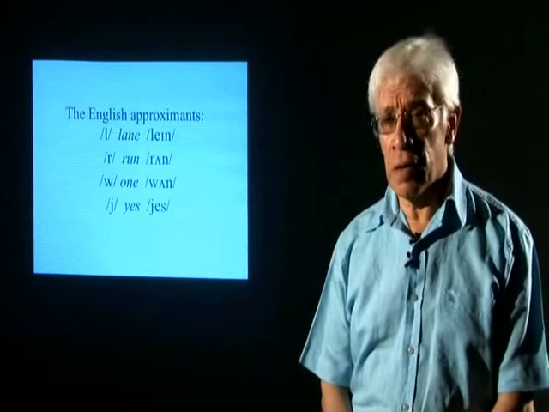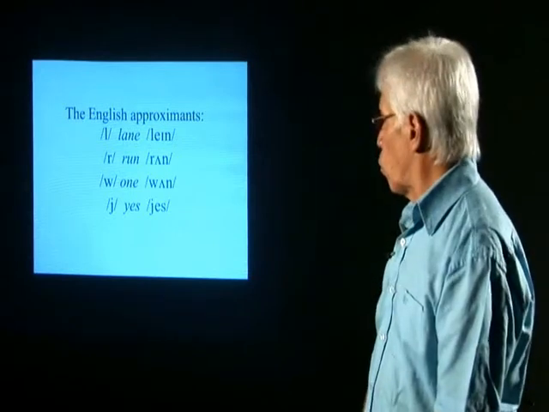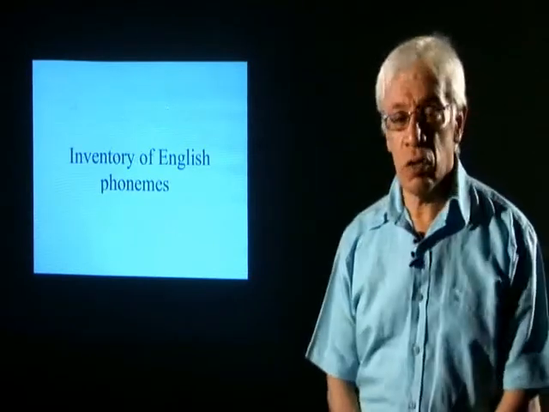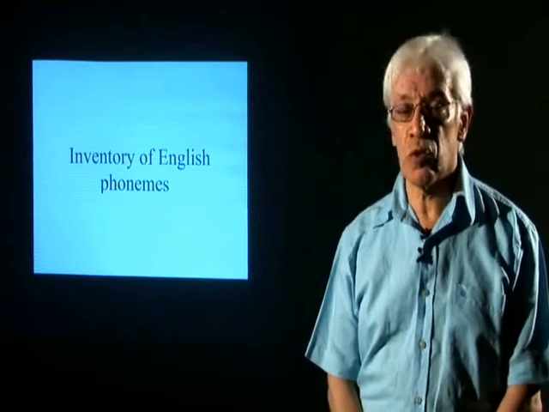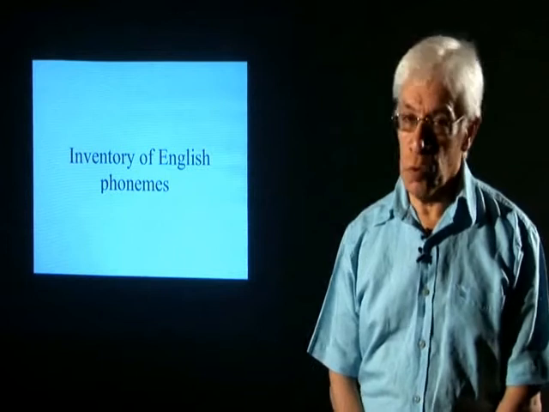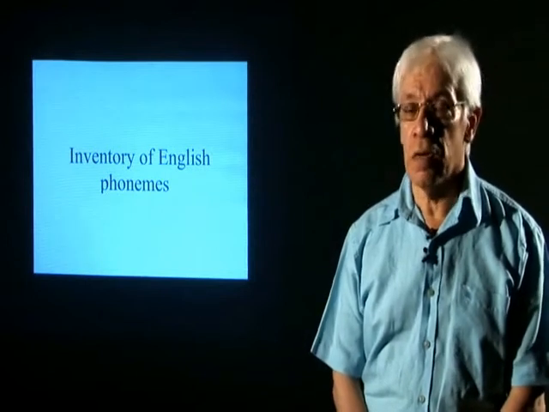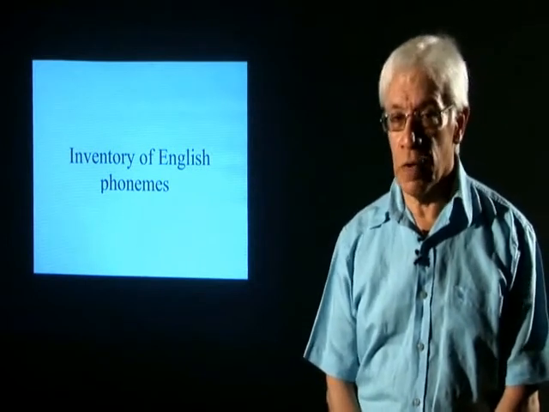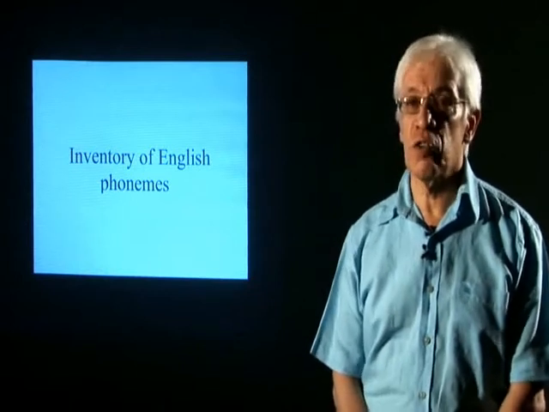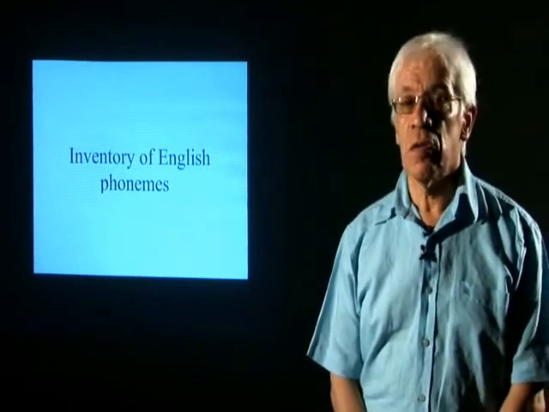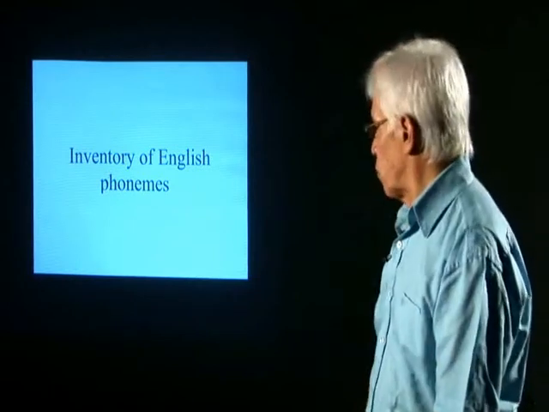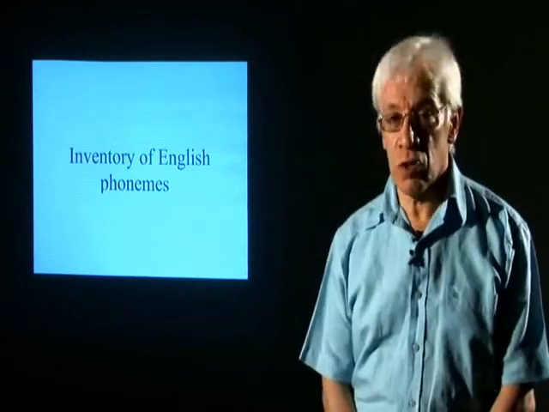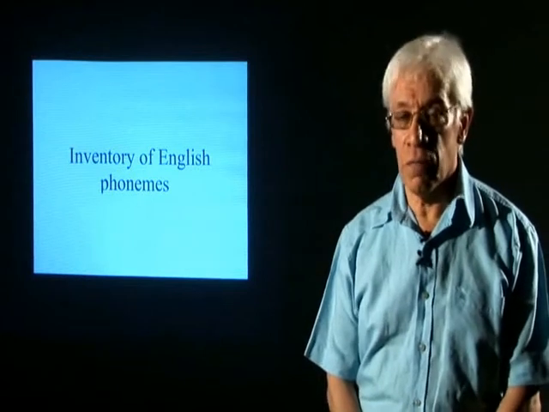In summary then, there are 44 English phonemes. 44, which means 20 vowels, the pure vowels we did at the beginning, then the 8 diphthongs, 12 and 8 are 20, and now the 24 consonants. We can call this the inventory of English phonemes. The same as in Spanish, inventory, inventario.